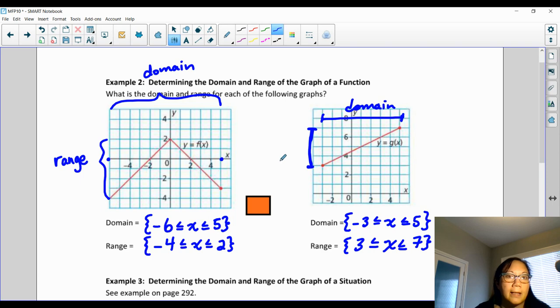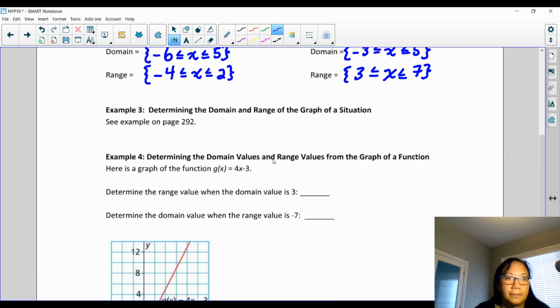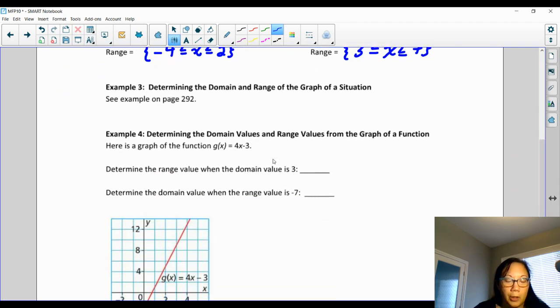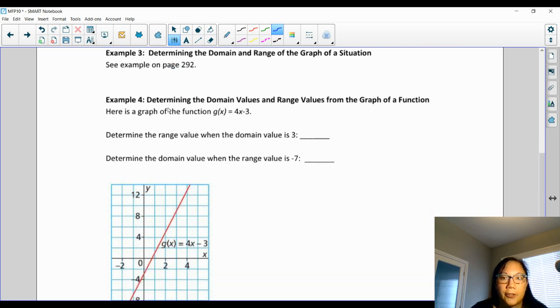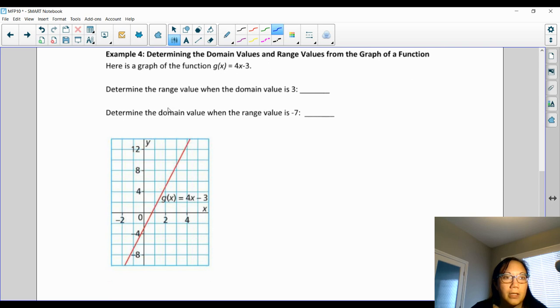Okay, so that is how you write out the domain and range of a function. We're going to skip example 3 for right now. You can always look in the textbook and read the example on page 292. So that might be a helpful example when you're working on your homework. And there's a link to the digital copy of the textbook on the Google Classroom, so you can check that out.